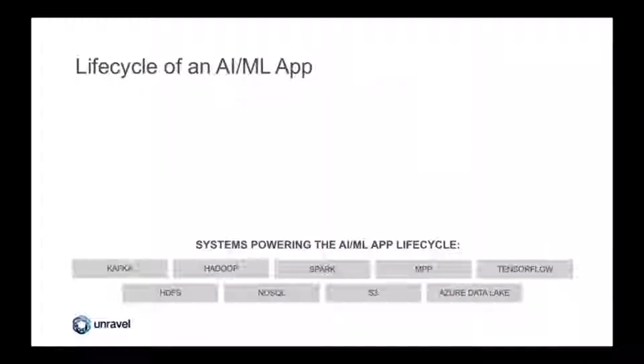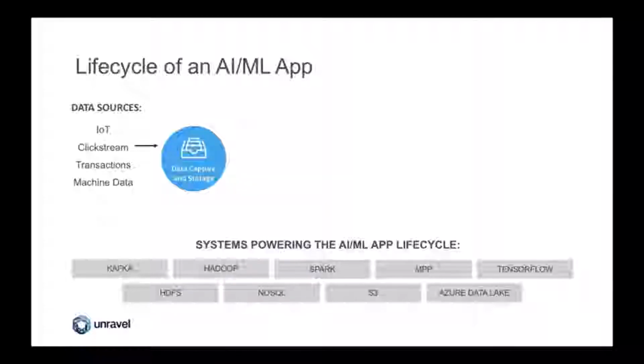So across all of these different verticals, what we have consistently seen is that AI and ML apps tend to take a life cycle of their own. This life cycle is usually powered by systems like Kafka for ingesting data, systems like Hadoop, HDFS, NoSQL, and cloud storage systems to store this data, systems like Spark and MPP engines, and more recently, systems like TensorFlow to power the interesting analysis and the computation that happens on this data. It all starts with identifying the data sources that are needed by your AI and ML applications. It could be IoT, it could be transactions in financial or machine data.